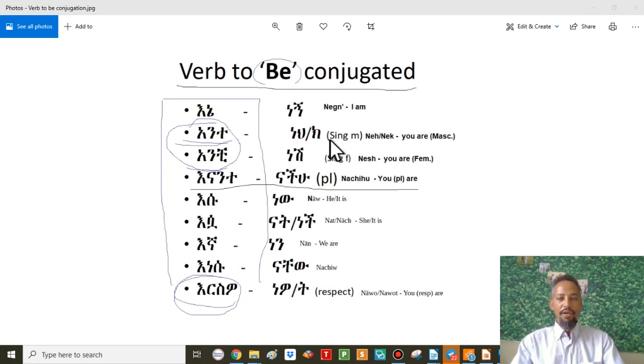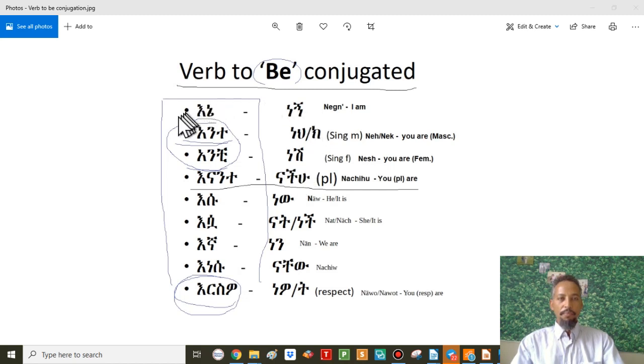kind of variation. I can't call this slang. It's not slang, but it's just a simple phonetic variation. Instead of saying he, they say k. Endeminek, antenek, and instead of saying endeminek, antenek, anchi nesh. You are feminine, nesh. So the verb neng is am, nech are, nesh are, nachu are, no is, none are, nacho are, they are, and no, you are, you respect or polite are.